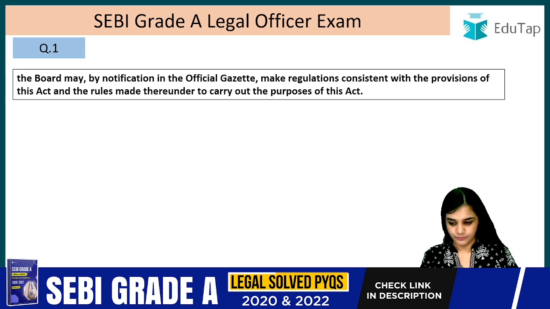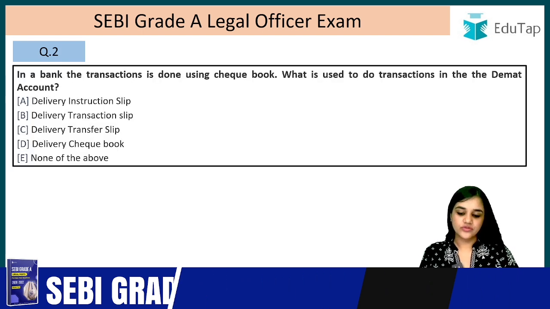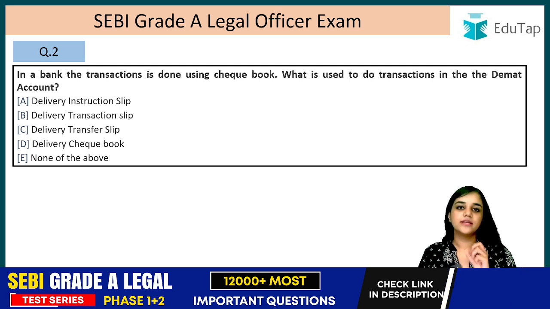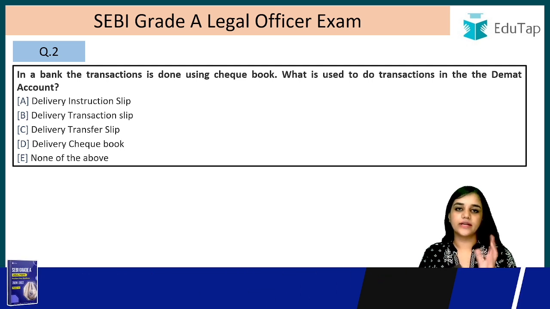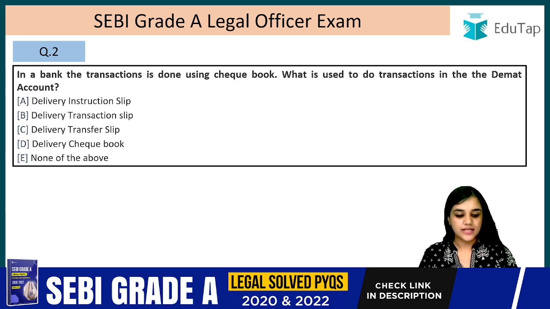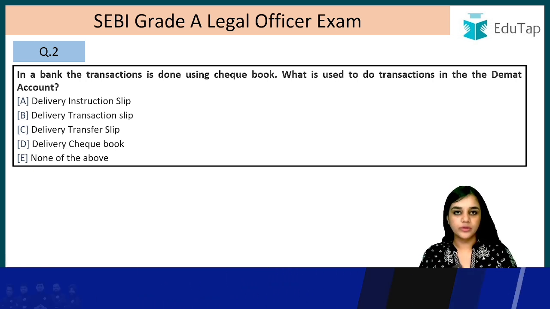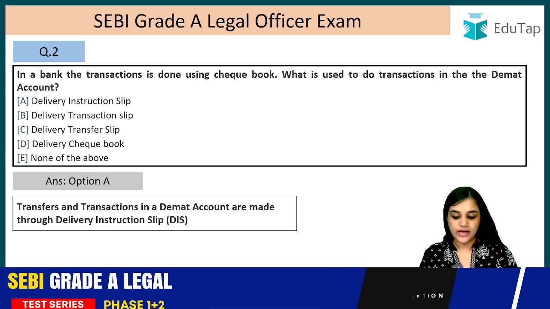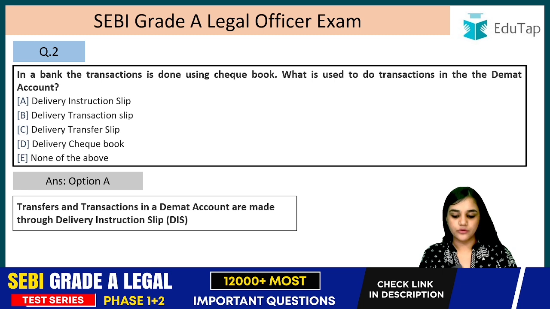Question number 2. In a bank, the transaction is done using a checkbook. What is used to do a transaction in a demat account? As I have already mentioned, a demat account is an account which holds shares and securities in an electronic format, right? So they are asking what is used to do the transaction in a demat account. The answer is the delivery instruction slip, right? You have to remember this one. Delivery instruction slip is used to do transactions in a demat account. Answer is option A. Transfers and transactions in a demat account are made through the delivery instruction slip, DIS.